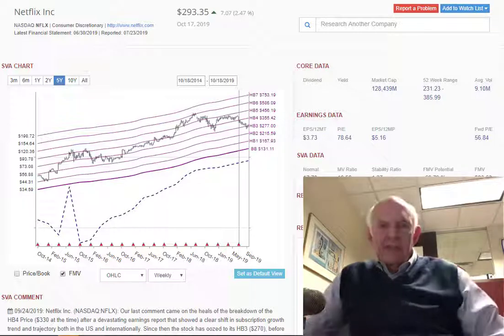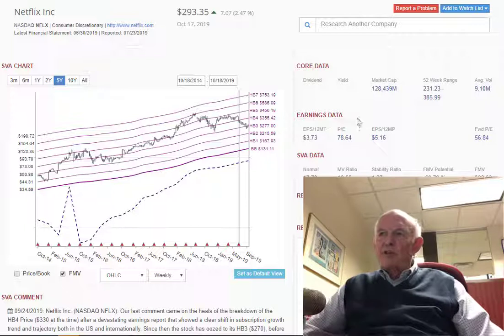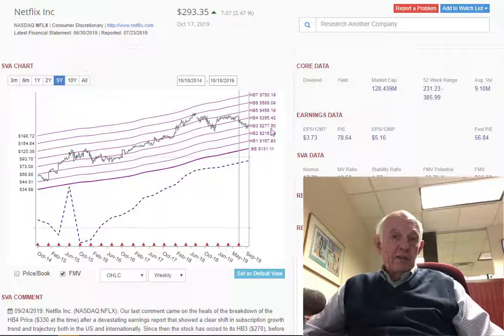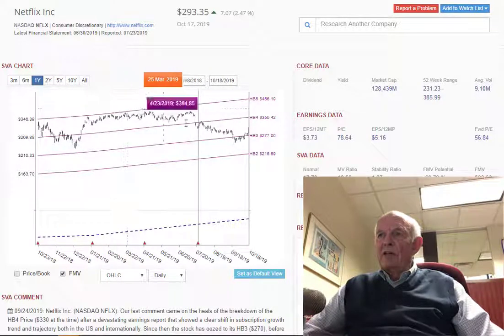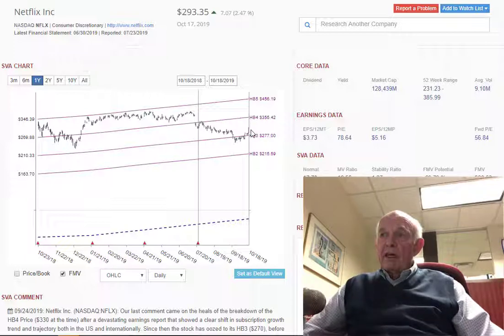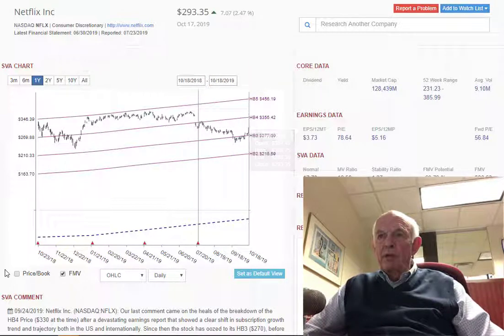Now here's Netflix, which for a moment seemed to throw us for a bit of a loop. It got down to its HB3 line and actually fell through it. We had a sell on the stock. Let me just bring up the one-year chart. We've had a sell on the stock all the way through, and then it dropped down to its HB3 and actually broke above there again, and looked maybe as if it's got another breakout.